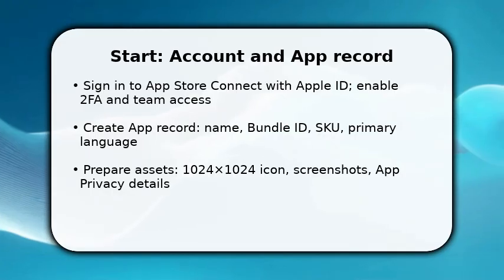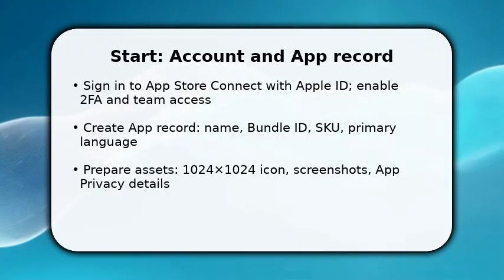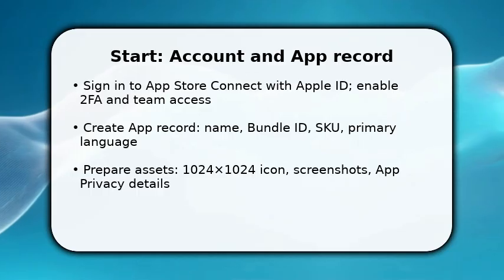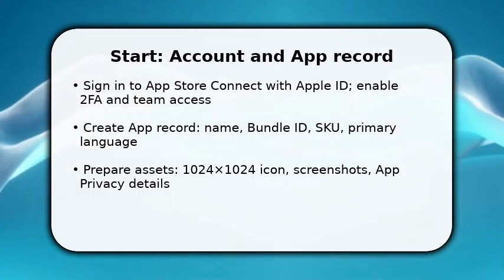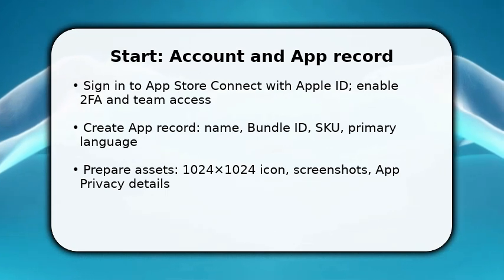Next, create the app record. Enter the app name, select the exact bundle ID from your Xcode provisioning. Set SKU and primary language. Once done, upload required assets: a 1024 by 1024 icon, device screenshots, and complete the app privacy questionnaire so your record is review-ready.